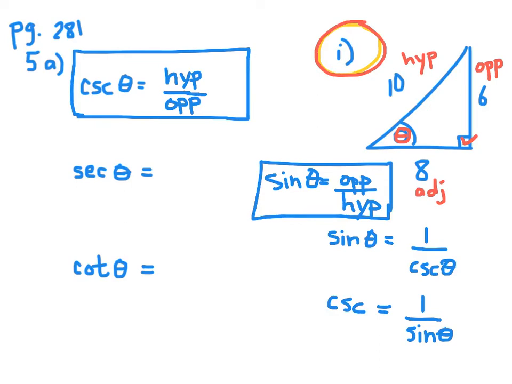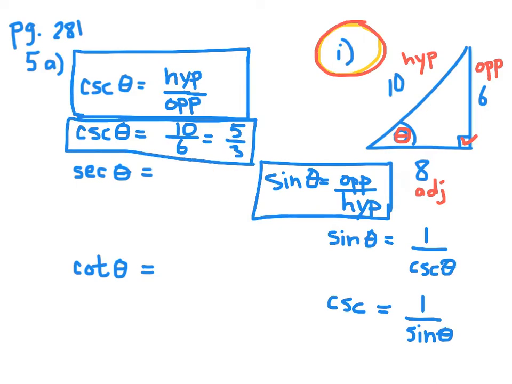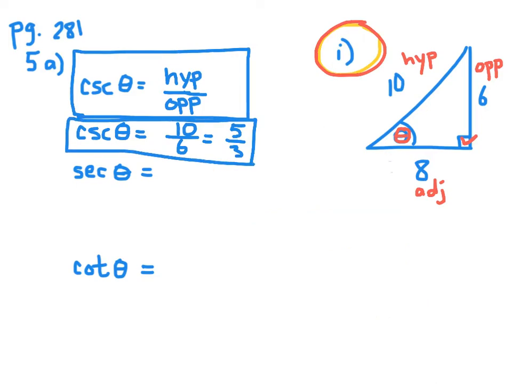So if we have the hypotenuse of that triangle and we also have the opposite, then we can find cosecant theta. Cosecant theta is the hypotenuse, which is 10, all over the opposite, which is 6. And we can reduce that, 10 over 6, both top and bottom are divisible by 2. So this is 5 over 3. So cosecant theta is 5 over 3.